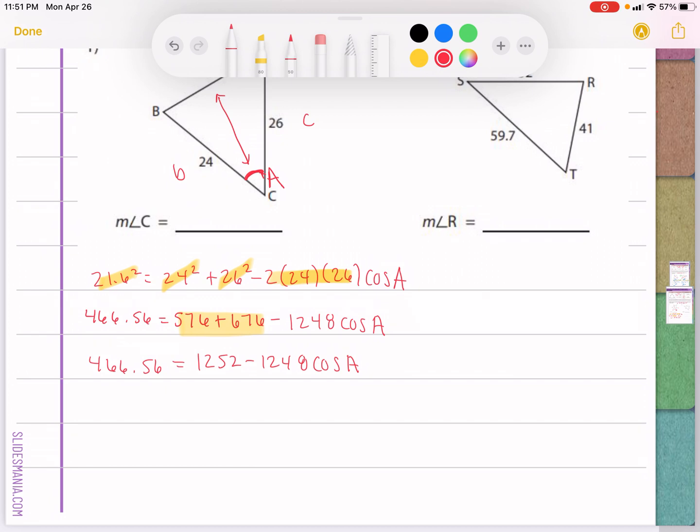Now, here, I don't want to do 1252 minus 1248 because that one's stuck to the cos A. So I'm going to start moving stuff away from the cos A. I'm going to start by getting rid of the 1252 by subtracting it from both sides. That comes out to negative 785.44.